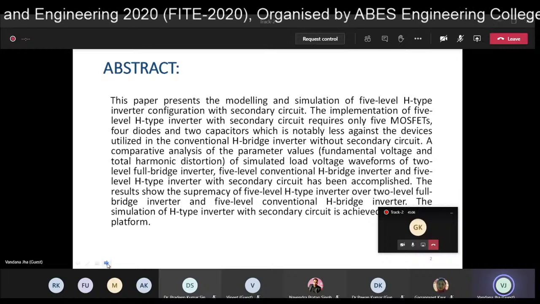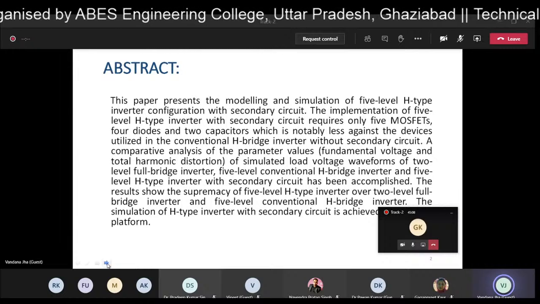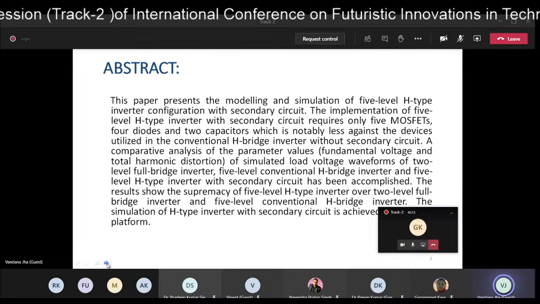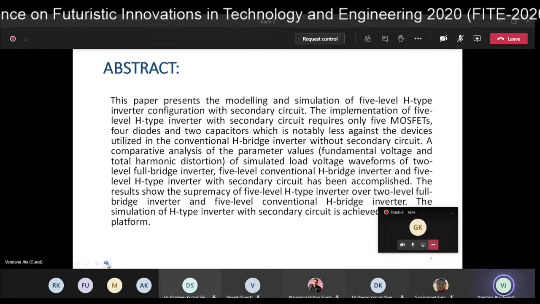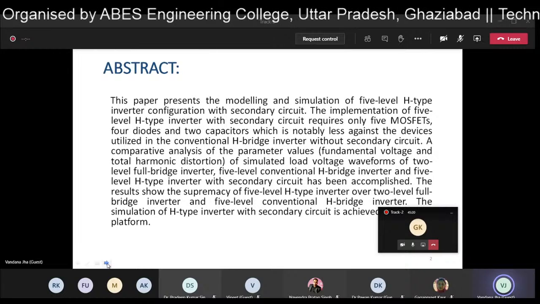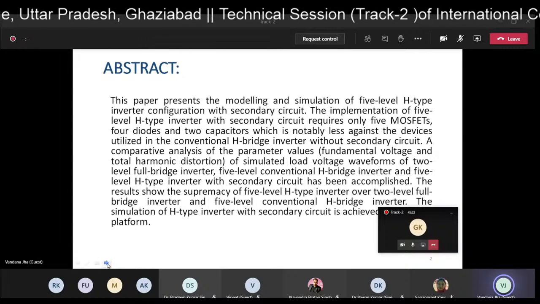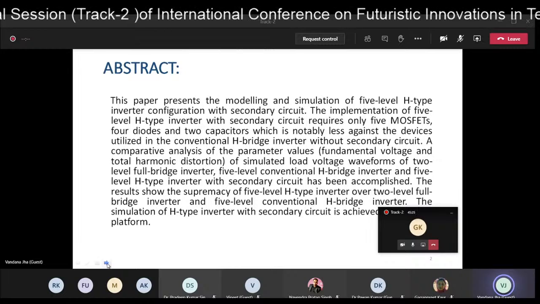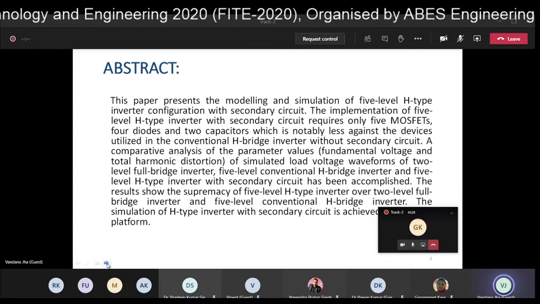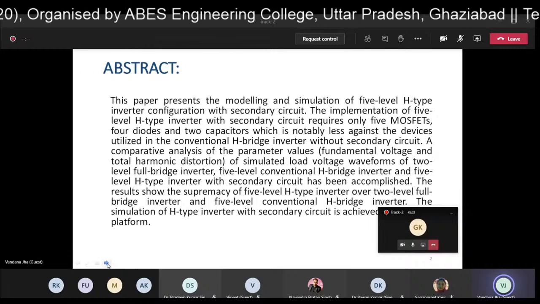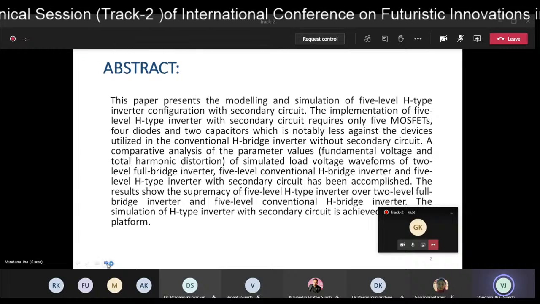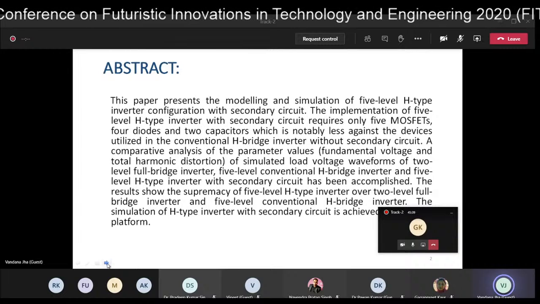A comparative analysis of the parameter values, fundamental voltage and total harmonic distortion of simulated load voltage waveforms of the 2-level full bridge inverter, the 5-level conventional H-bridge inverter and the 5-level H-type inverter with secondary circuit has been accomplished. The results show the supremacy of the 5-level H-type inverter over the 2-level full bridge inverter and the 5-level conventional H-bridge inverter. The simulation of the H-type inverter with secondary circuit is achieved on the MATLAB platform.